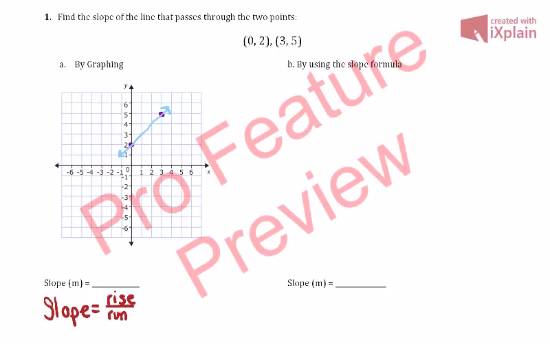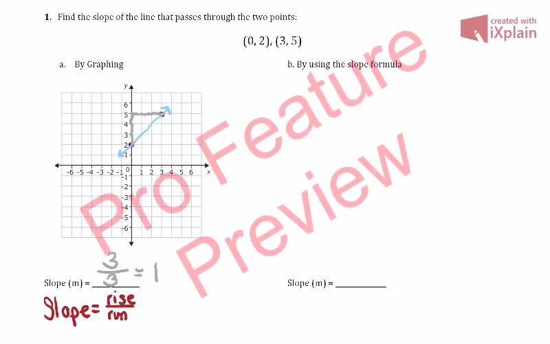we start at our first point, and our rise, it goes up 1, 2, 3. So we're going to say our rise is 3. Now it's rise over run, so what is our run? We go across to the right 1, 2, 3. So our run is also 3. 3 over 3 simplifies to a slope of 1. And that is our answer for our slope.